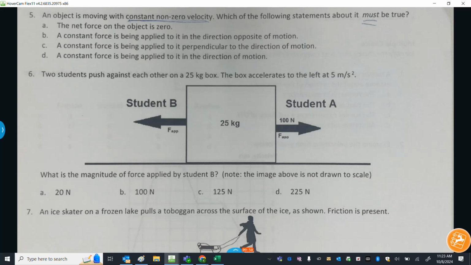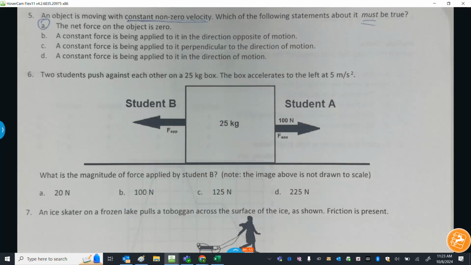If we read the next one, I'm going to go ahead and circle A real quick. B says a constant force is being applied to it in the direction opposite of the motion. Could that be true? Yes. Does it have to be true? No. That does not have to be a true statement. It could be true if you were pushing something along a surface with friction. Then sure, there'd be a force opposite the motion of the object, and you'd have to maintain your force to equal that. That could be true, but it doesn't have to be true. If you're on a frictionless surface, again, B would not be true.